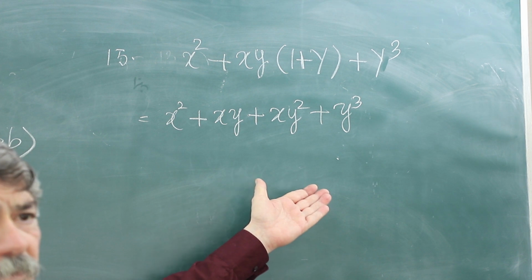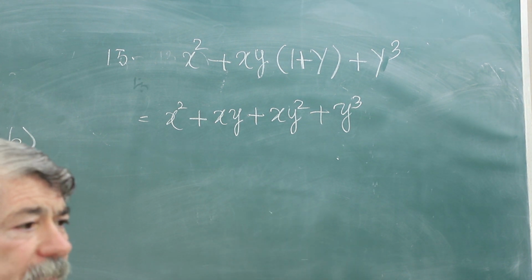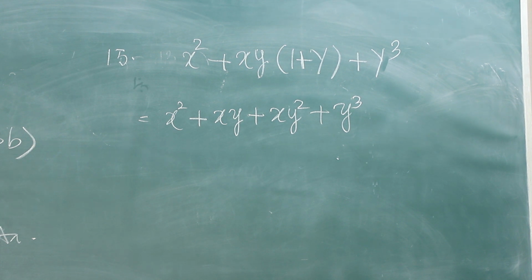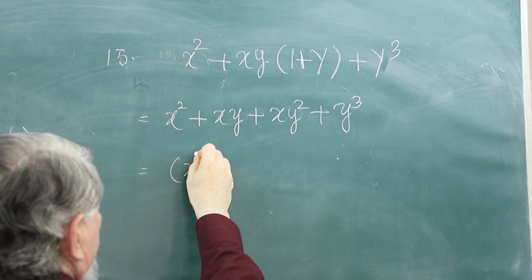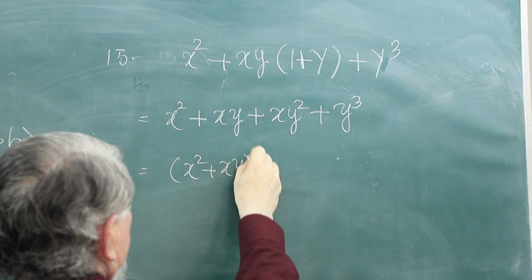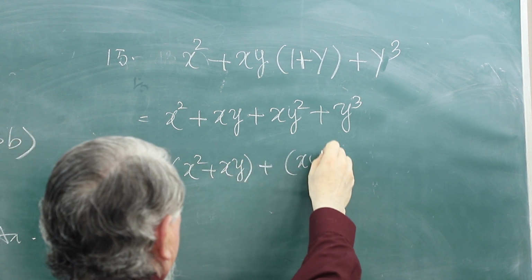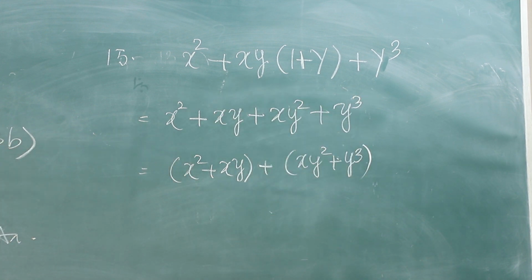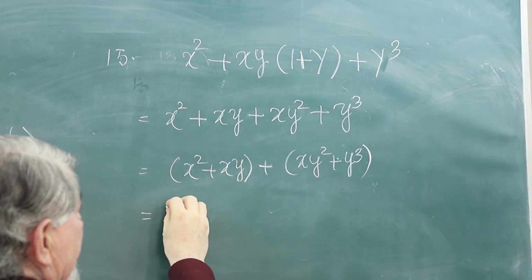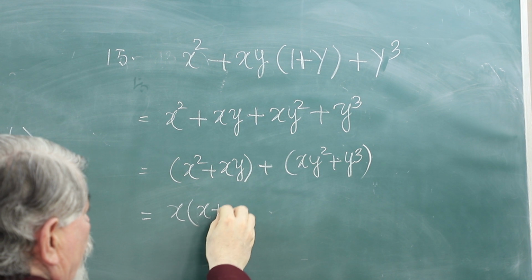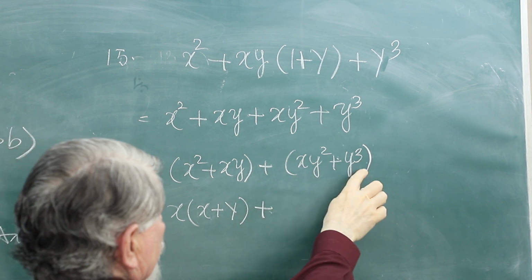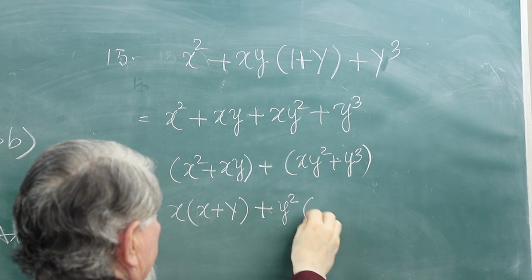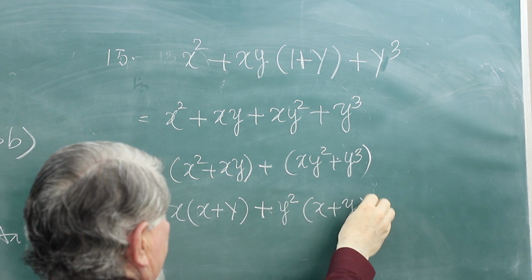So now I've got 4 terms and I can make pairs, 2 and 2. So x squared plus xy is one pair and xy squared plus y cubed is another pair. The advantage in this question was there are no negative signs, so you don't have confusion because all positive signs are there. Out of x squared and xy, I can take out x common, x plus y. Out of xy squared and y cubed, I can take y squared common, and x plus y is left.